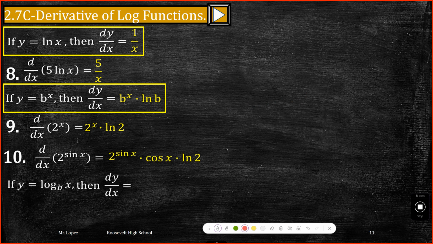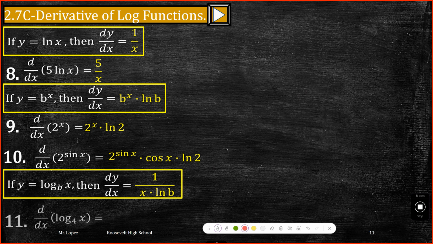If y equals log base b of x, then dy dx is going to be 1 over x times natural log b. So putting it into practice, what would be the derivative of log base 4 of x? It would be 1 over x, you see that 1 over x, times the natural log of the base, which is 4.